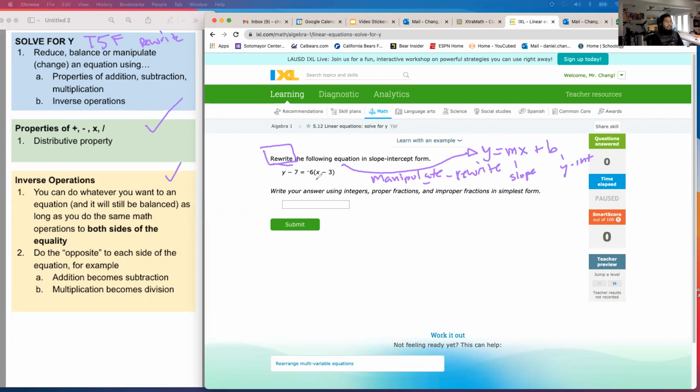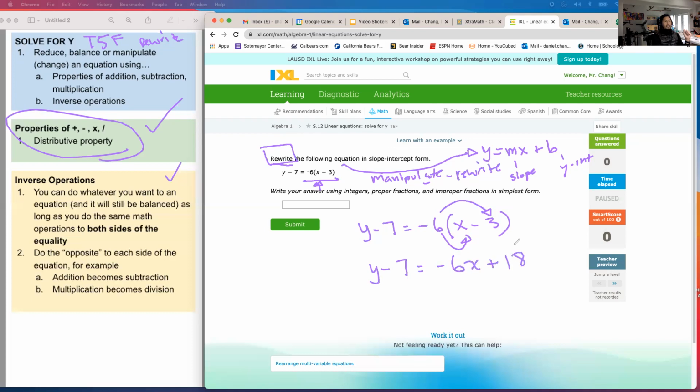So my first step here is I want to use the distributive property. When I see a coefficient outside of a parentheses, I want to attack that first. So here is my step one. y minus 7 equals, I'm going to take -6 and use the distributive property to multiply. I'm going to multiply this -6 times all the terms inside the parentheses. So that leaves me with y minus 7 equals -6x plus 18.